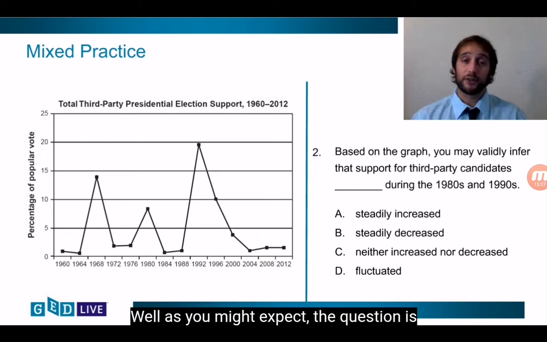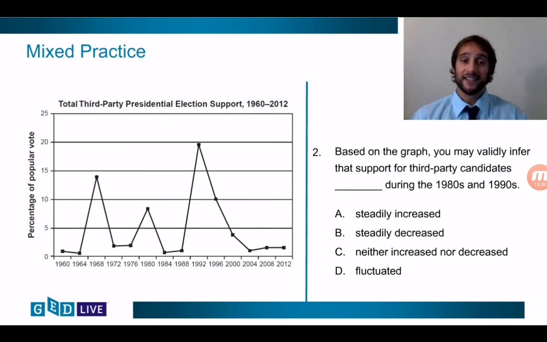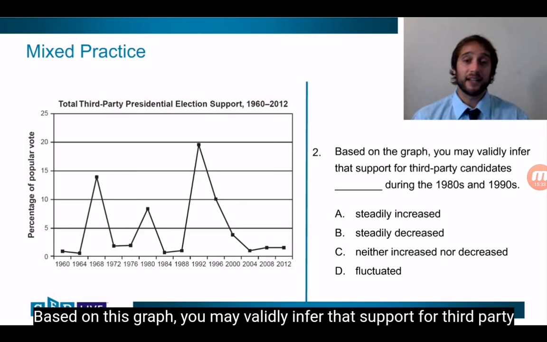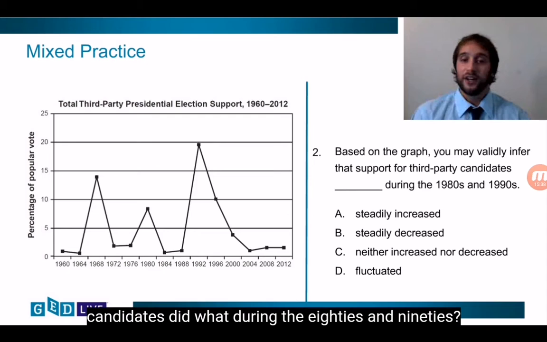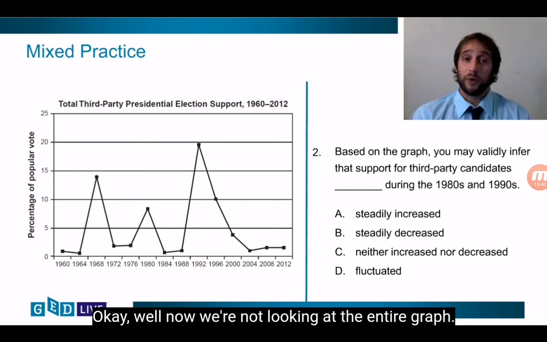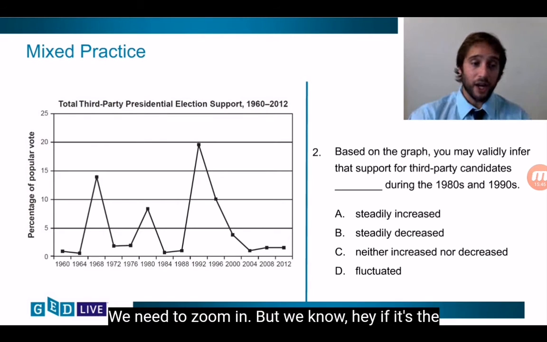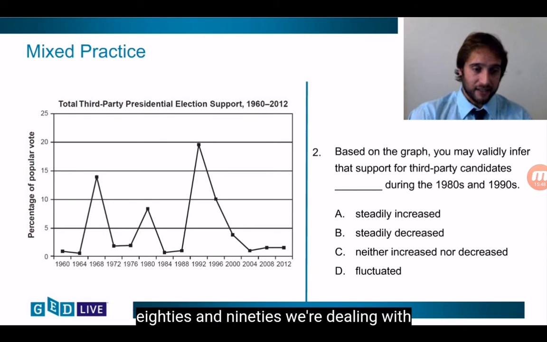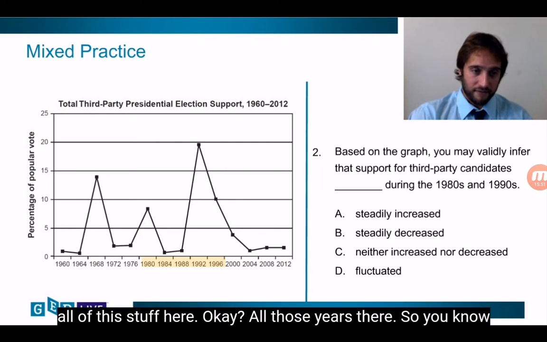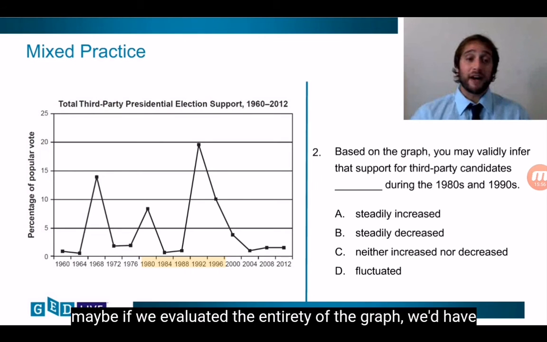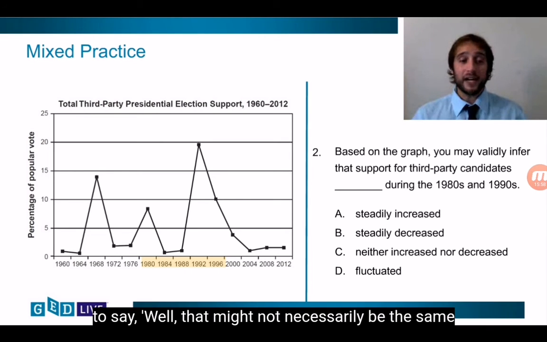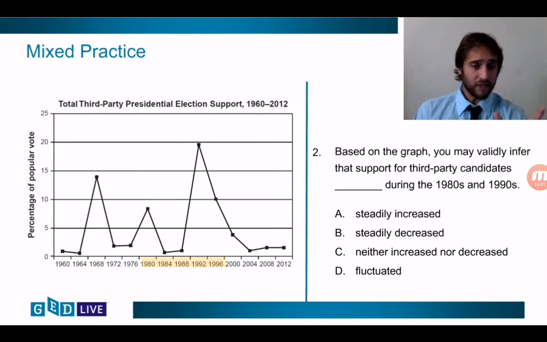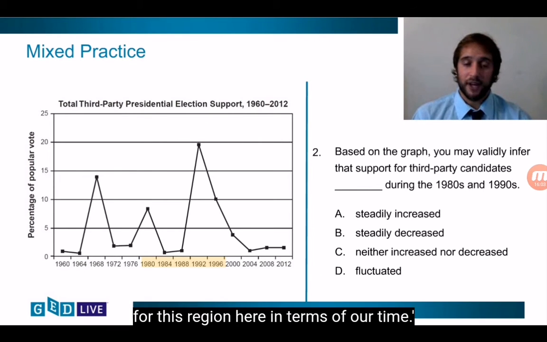Well, as you might expect, the question is going to ask just what we said. Based on this graph, you may validly infer that support for third-party candidates did what during the 80s and 90s? Well, now we're not looking at the entire graph. We need to zoom in. But we know if it's the 80s and 90s, we're dealing with all of this stuff here, all those years there. So if we evaluated the entirety of the graph, that might not necessarily be the same for this region here in terms of our time.